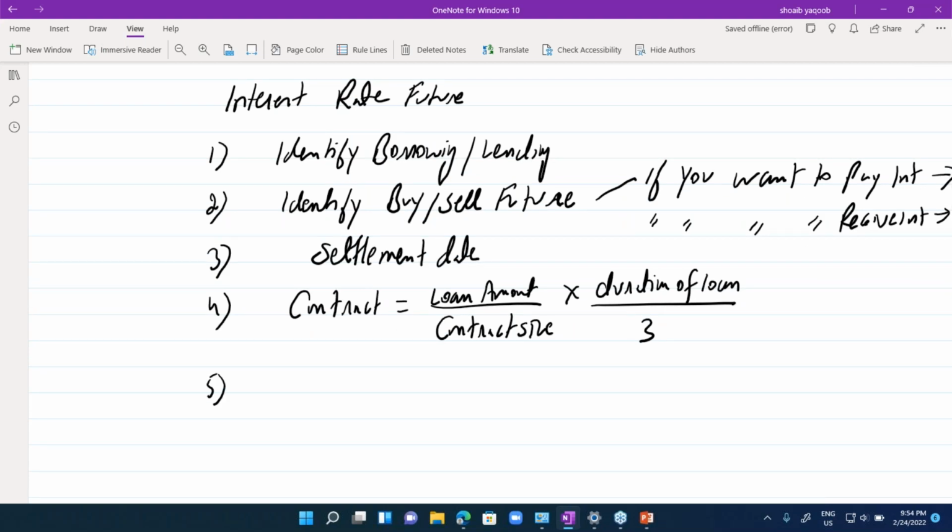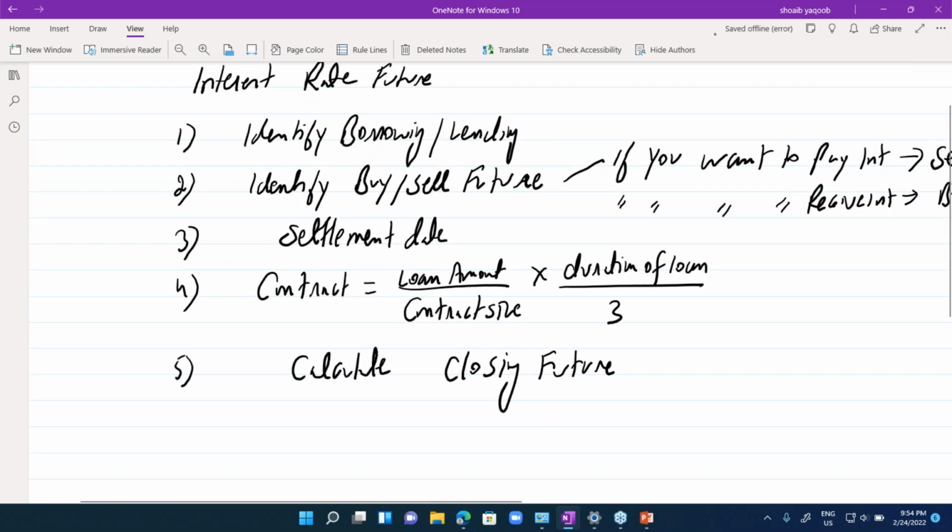Okay, next is calculate closing future. Remember, always use this formula which I am going to write here: closing future is equal to closing spot plus... Closing spot will be given, and normally 2 closing spots are given in the question.